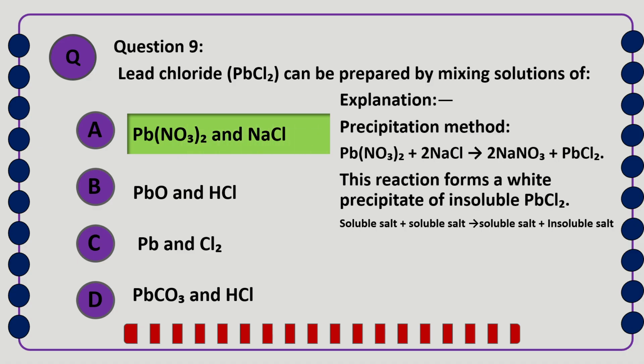The correct option is lead nitrate and sodium chloride. As I have told you prior, the precipitation method is generally prepared by dissolving or mixing two soluble salt solutions.